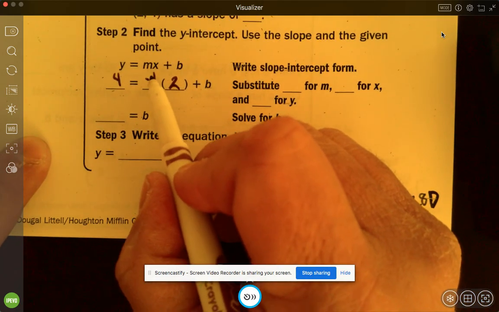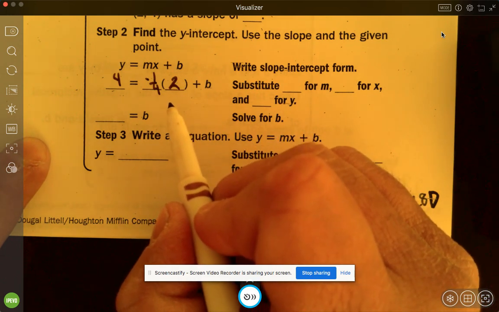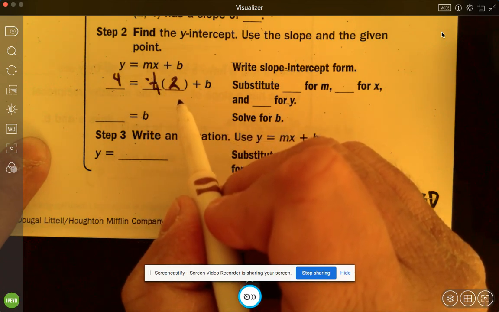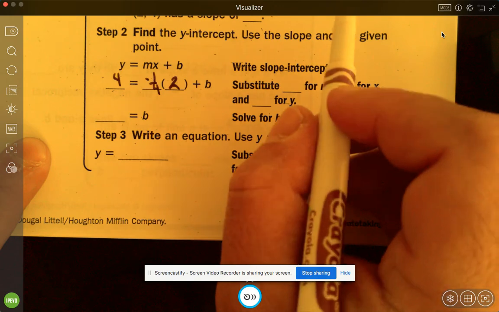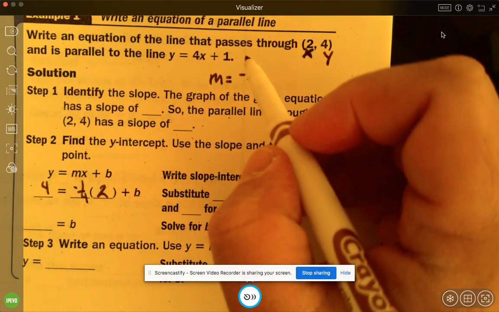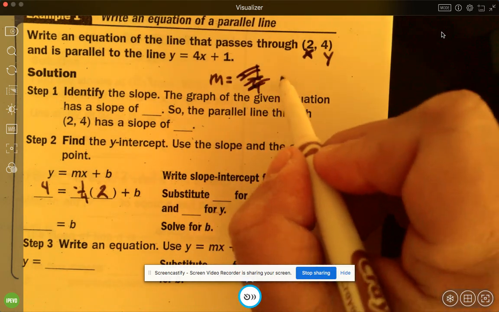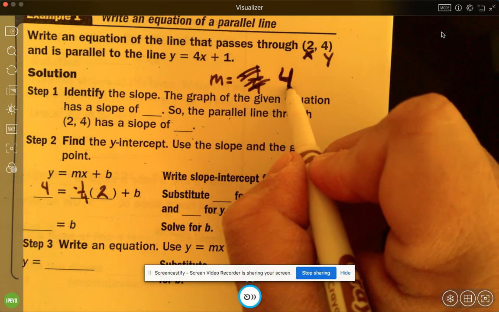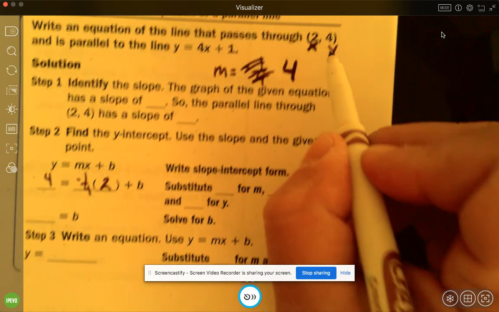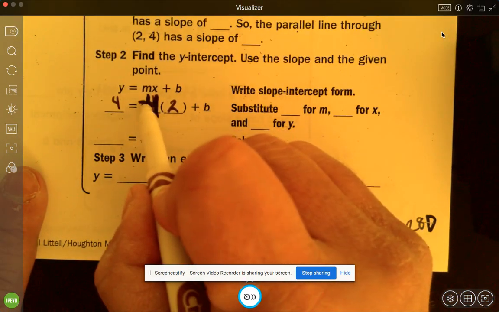So then negative 1/4 times 2 is going to be, hold on, I think I have that right. 1/4. Oh my goodness, I messed up. It's supposed to be parallel. What am I thinking? I jumped to perpendicular already. So the slope's going to have to stay 4. My bad. So m is 4, x is 2, y is 4. So I have to just change this back to a positive 4 here.